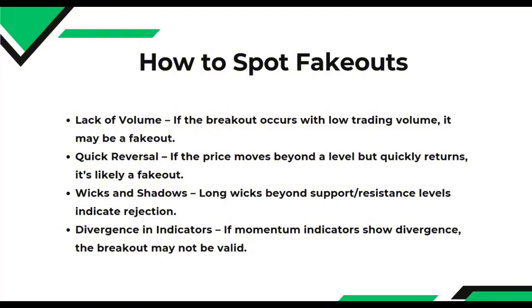Number three is by wicks and shadows. Long wicks beyond support and resistance levels indicate rejection. And the last but not the least is divergence in indicators. If a momentum indicator shows divergence, the breakout may not be valid.